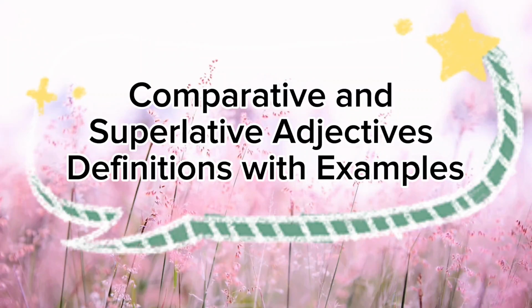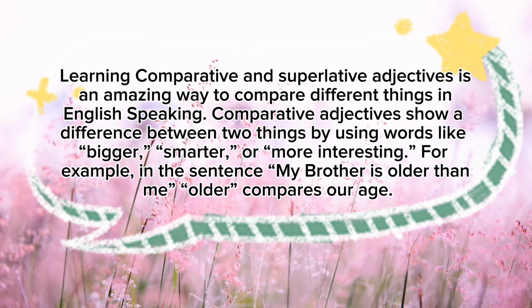Comparative and superlative adjectives: definitions with examples. Learning comparative and superlative adjectives is an amazing way to compare different things in English speaking. Comparative adjectives show a difference between two things by using words like bigger, smarter, or more interesting. For example, in the sentence, "My brother is older than me," older compares our age.